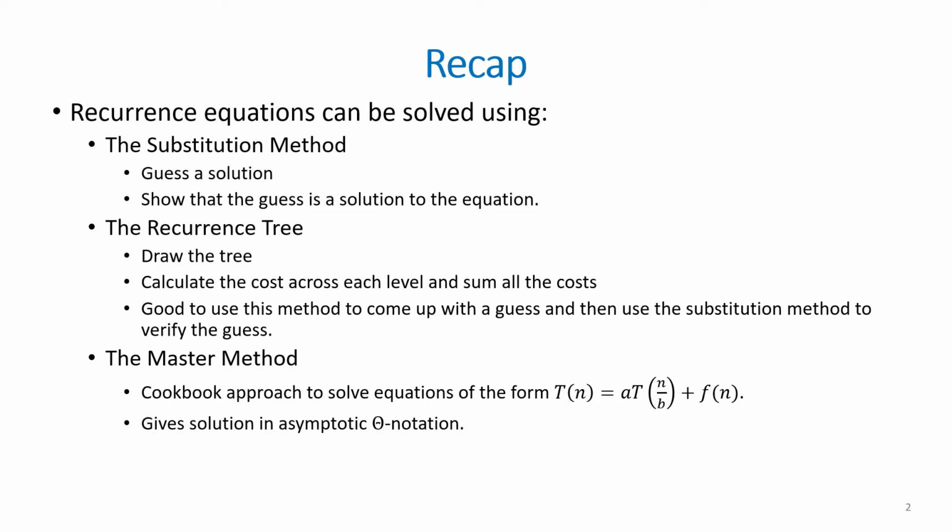Finally, the fastest and guaranteed approach was the master method, where we could solve the recurrences only of the form aT(n/b) + f(n) for certain values of a and b. The solution is always in the form of theta notation when we use the master method.